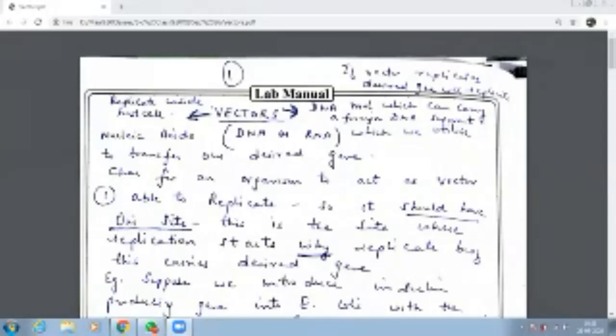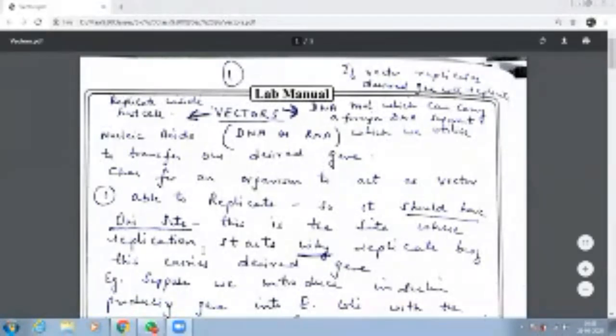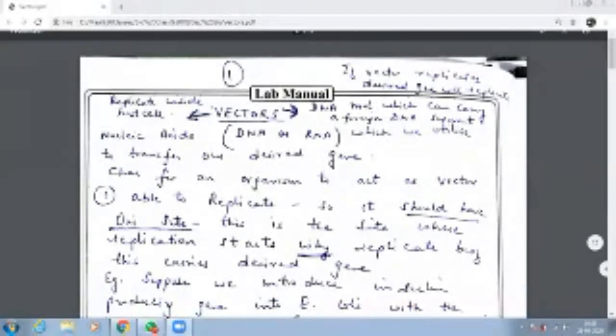And why this site should be present? Because this is the site where replication starts. Beta, what is the first quality of a vector? It should be able to replicate. And to replicate, it should have this site. Why it should have this site? Because it is this site जहाँ पे replication start होगा. Is it fine? Now, the question arises why?